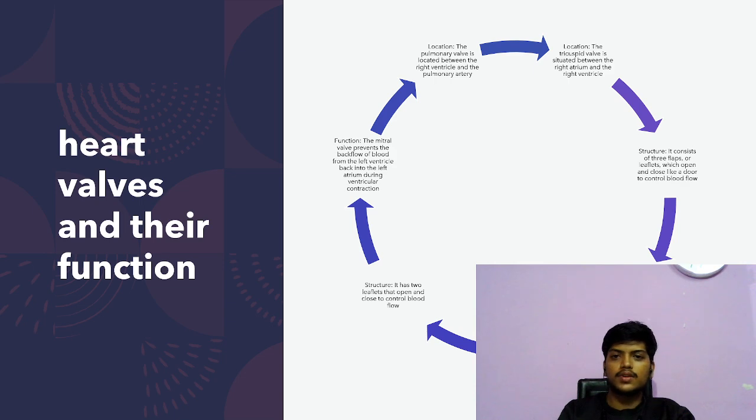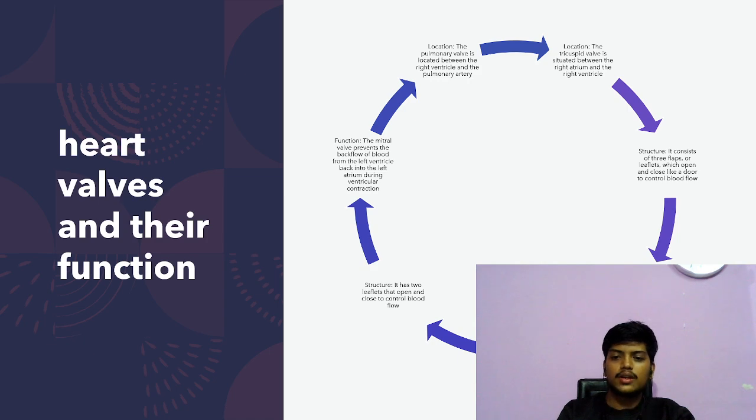Heart valves and their function. Location: the pulmonary valve is located between the right ventricle and the pulmonary artery. Location: the tricuspid valve is situated between the right atrium and the right ventricle. It consists of three flaps, or leaflets, which open and close like a door to control blood flow. The tricuspid valve prevents the backflow of blood from the right ventricle into the right atrium during ventricular contraction.